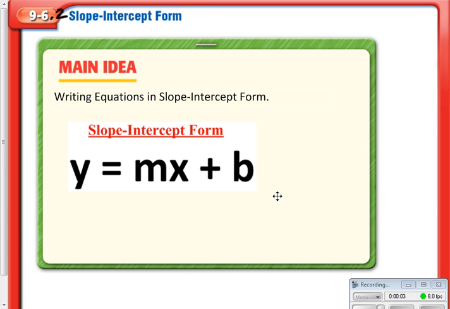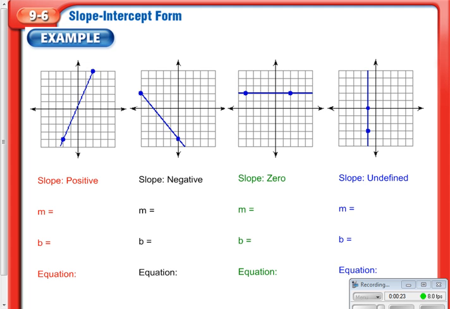9.6.2 is on writing equations in slope-intercept form. Remember to write things in slope-intercept form, that is y equals mx plus b. Again, m is your slope and b is our y-intercept. It's where it crosses the y-axis or vertical axis. First things first, I want to go ahead and start out with a couple examples here.